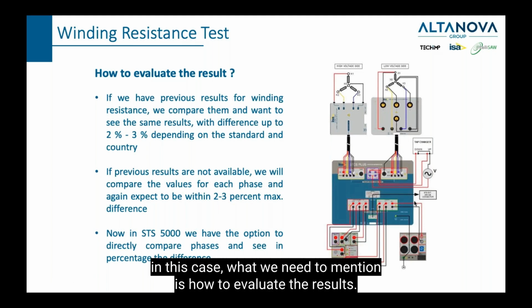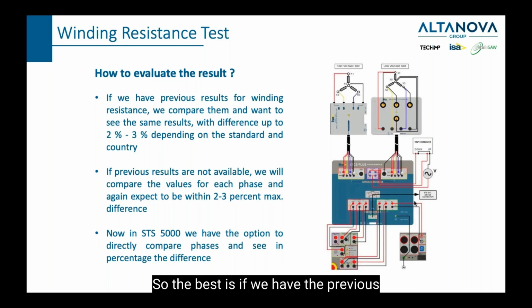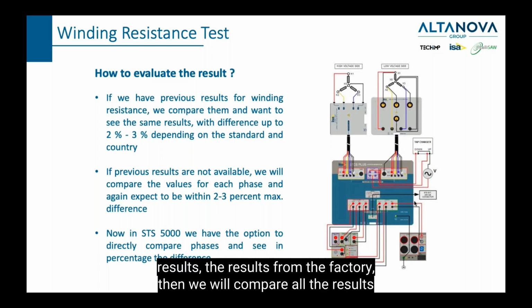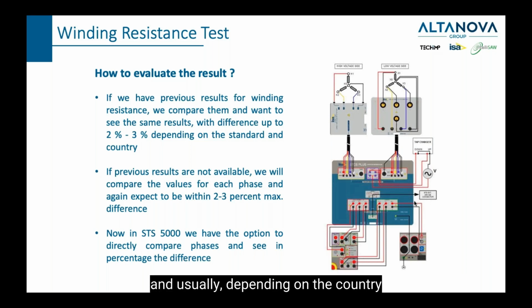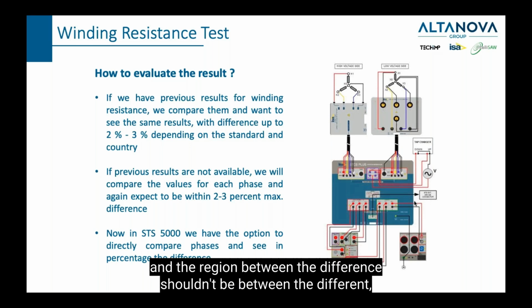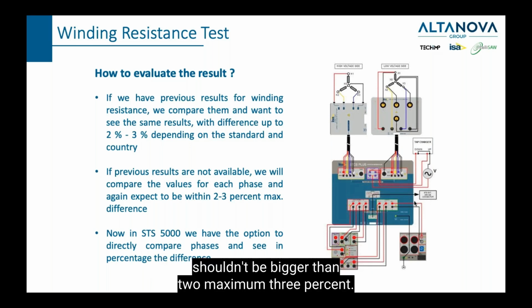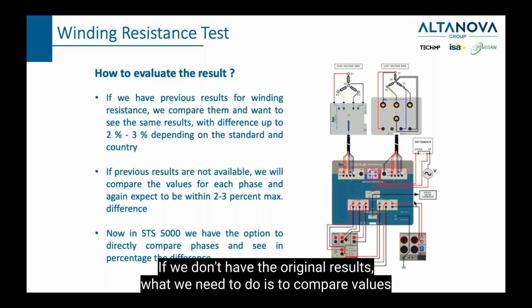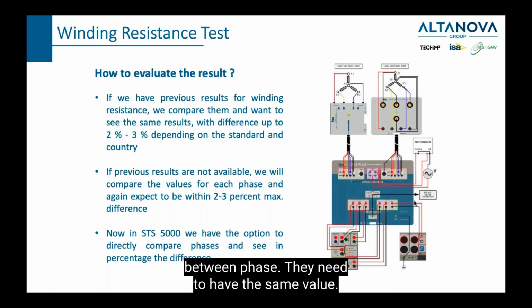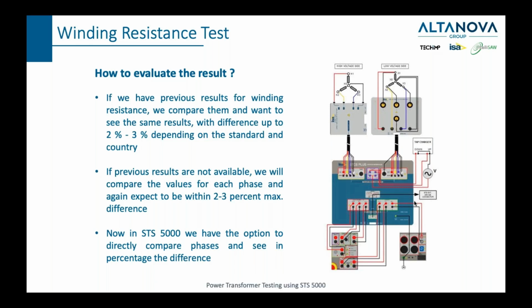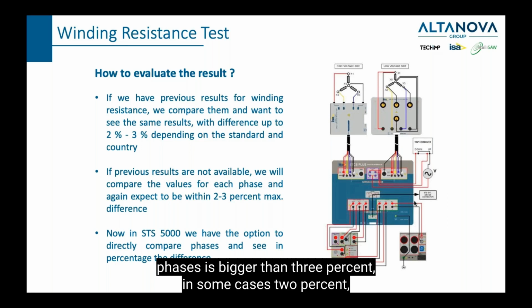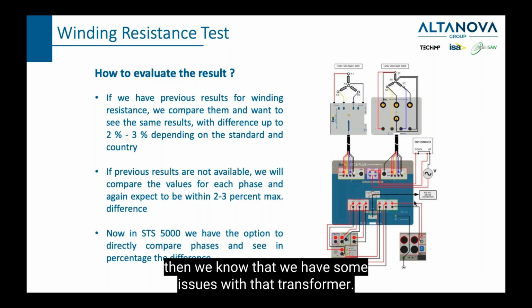What we need to mention is how to evaluate the results. So the best is if we have the previous results, the results from the factory, then we will compare all the results, and usually, depending on the country and the region, the difference shouldn't be bigger than 2, maximum 3%. If we don't have the original results, what we need to do is to compare values between phases. They need to have the same value. And again, if the difference between phases is bigger than 3%, in some cases 2%, then we know that we have some issues with that transformer.